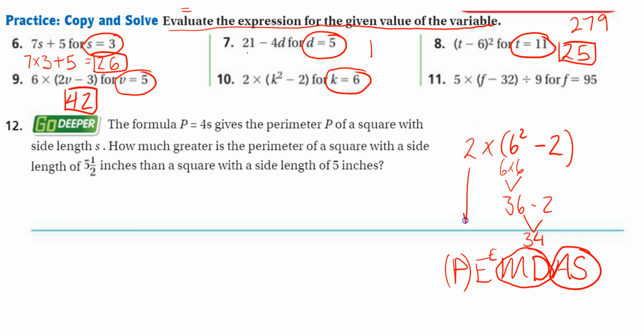And then I have 2 times 34. And 2 times 34, let's work it out. If we're not sure, 2 times 4 is 8. 2 times 3 is 6. So my final answer is 68.